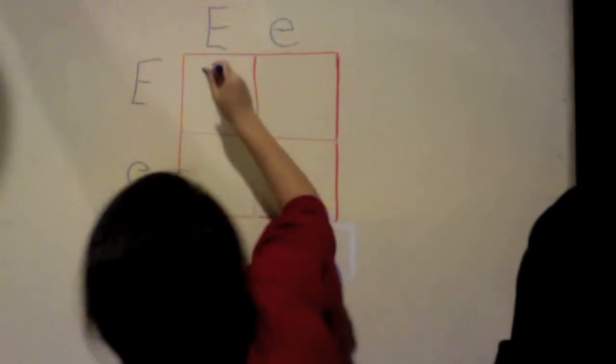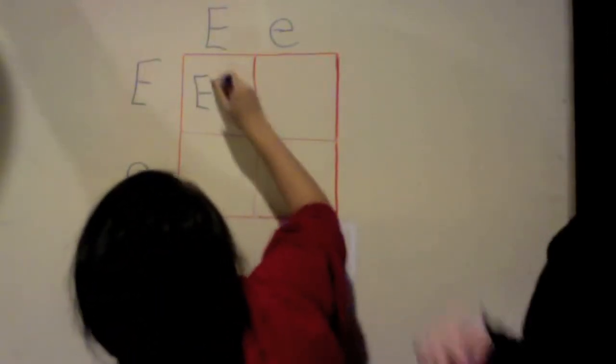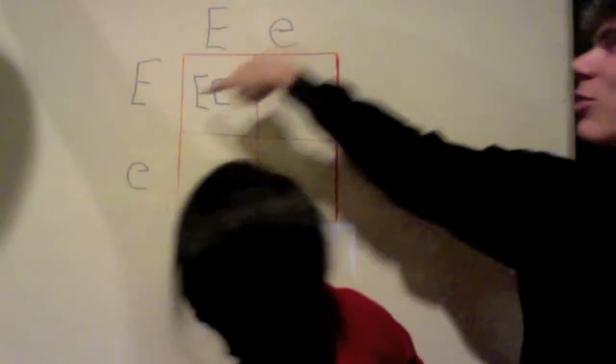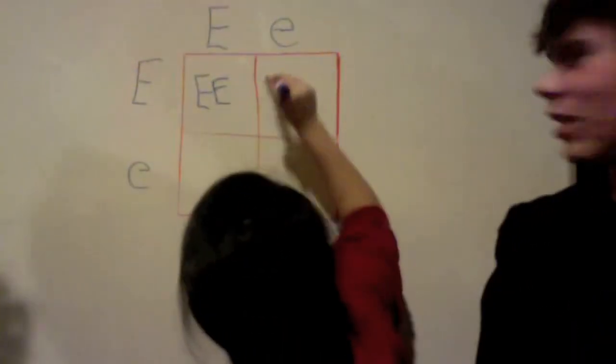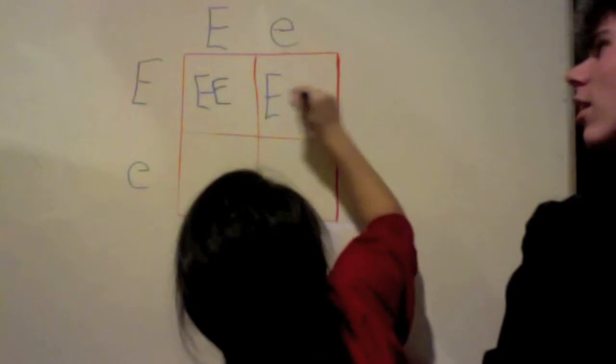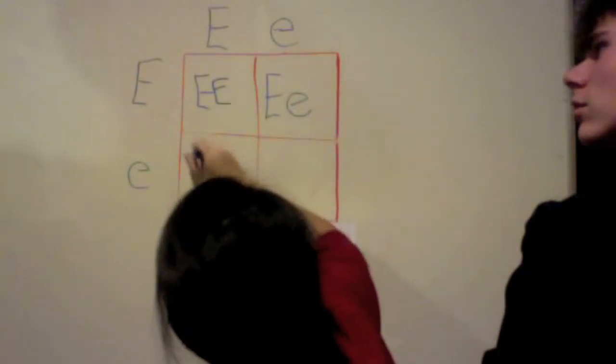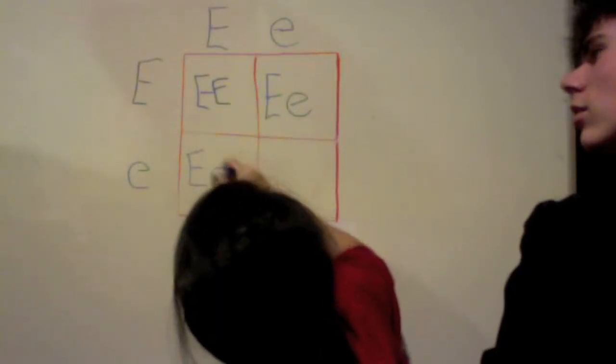So now we fill it in, by bringing this one down to this one, and this one to this one. So now we're going to bring this one over here, and this one down. You have good handwriting.